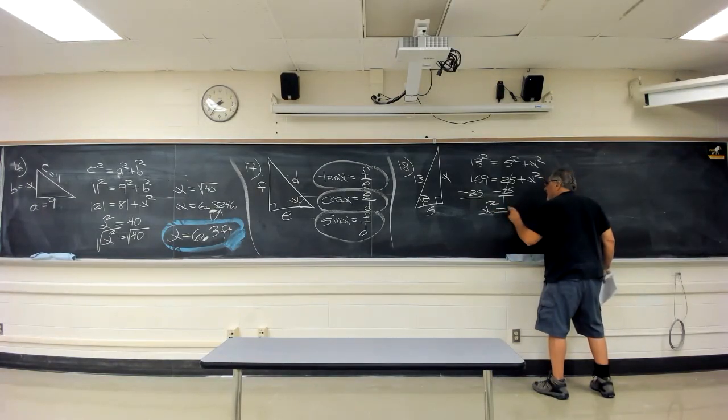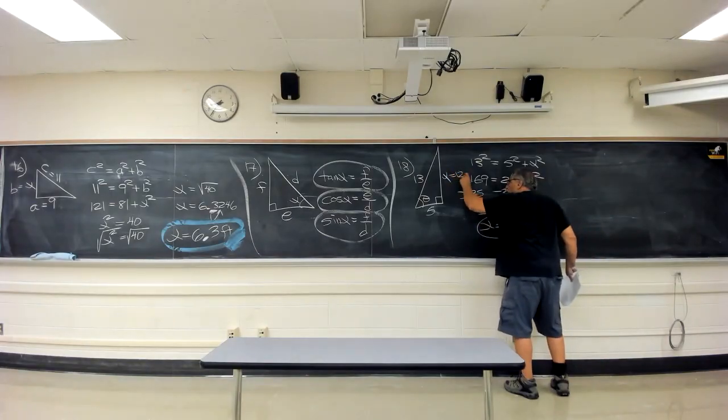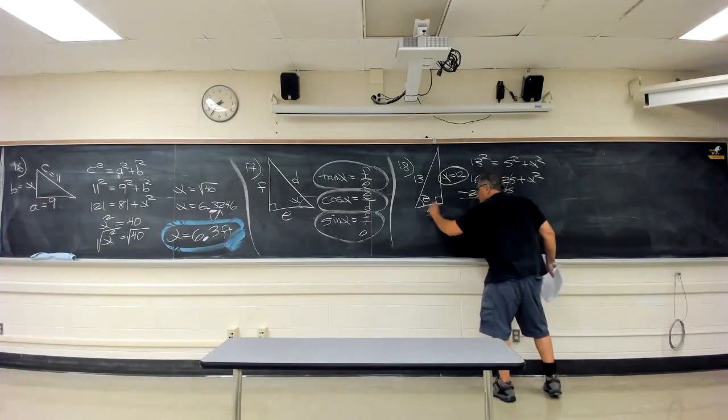We got X squared by itself. 169 minus 25 is 144. Square root both sides. X is equal to 12. If X equals 12, we're in business.